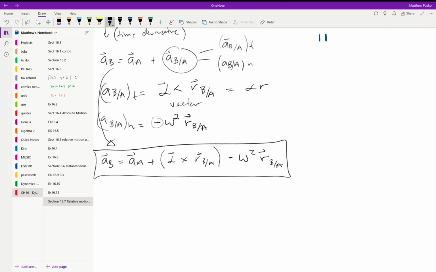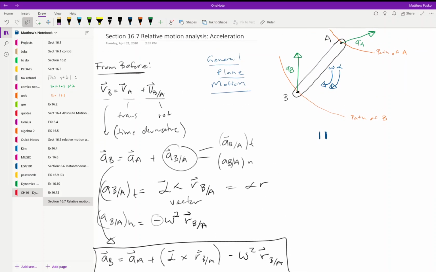Alright, so I'm going to go through a couple cases real quick. The first figure in your book talks about rod AB, and it shows you that it has some acceleration up and to the right, and the acceleration of point B is going straight up. The path of B has a different radius than the path of A if they are not parallel. Then that means there's some rotation. So they also give us that there's some omega and some alpha.